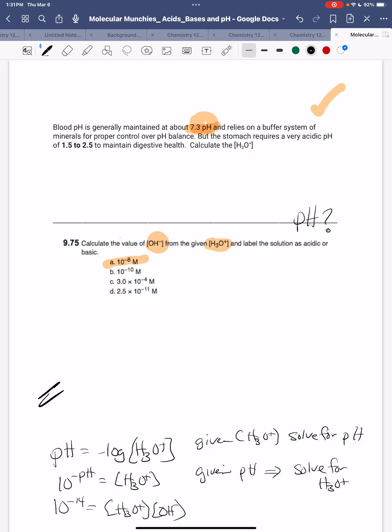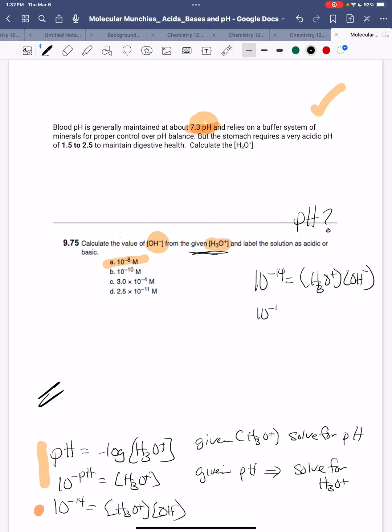Okay, so usually what will happen is you'll need to use one of these and then you'll have to plug it into this one to get the other variable. All right, so there's only really three variables in pH problems: pH, H3O plus, and OH minus. This first one is not too bad. We're given the H3O plus, so this is the pH is, no it's not. It's 10 to the negative 14th is equal to H3O plus times OH minus. And in all of these, we're solving for the OH minus.